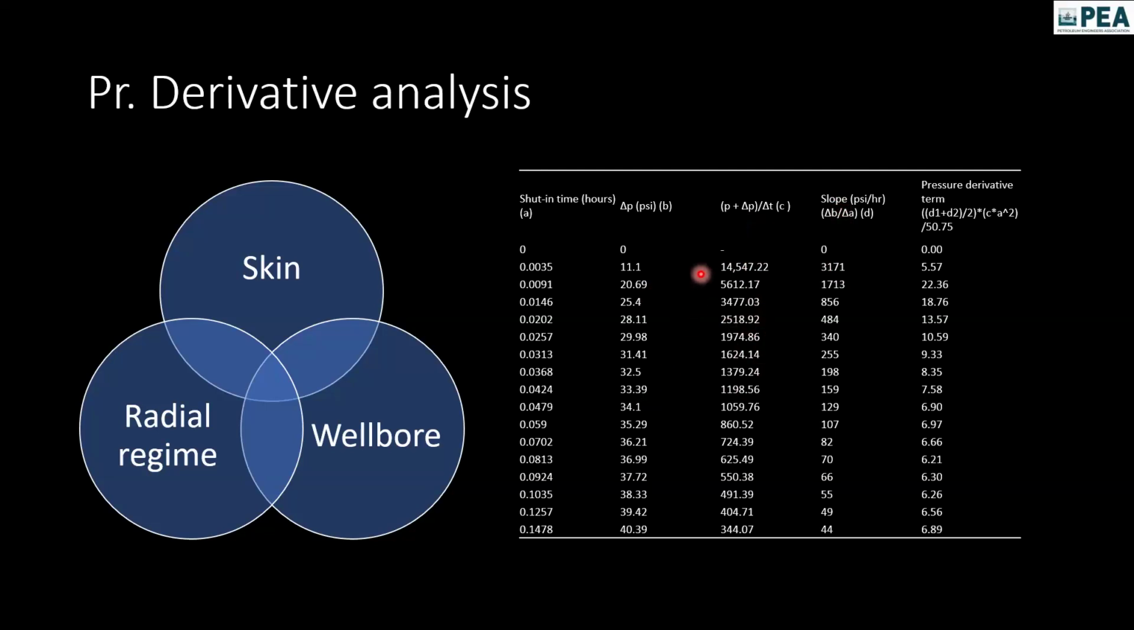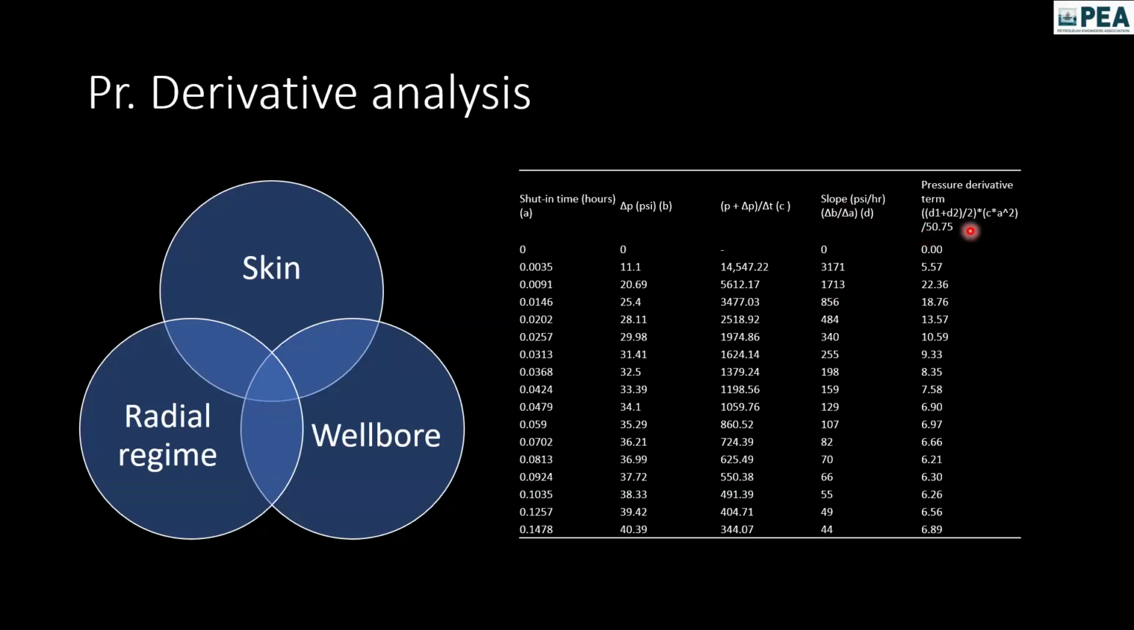Then the slope for all the pressures. So you can see here, I have given different parameters for this. For the shut-in time period, A; delta P, B; P plus delta P by delta T, C; and the slope is D. The formula I have used is delta B by delta A. That we are going to see in Excel, so you don't need to bother much in the presentation.